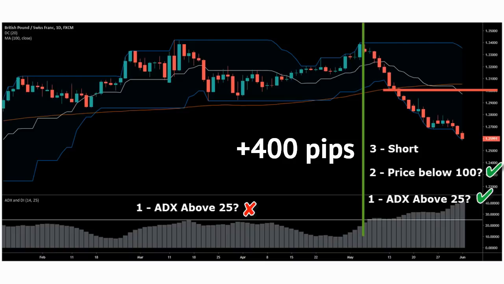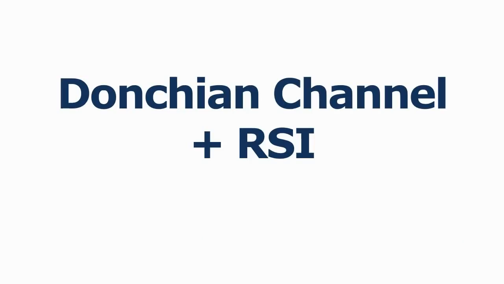And the Forex pair here was up over 400 pips from the breakout point that we note here at the red line. Now, Donchian channel plus the RSI trading strategy.